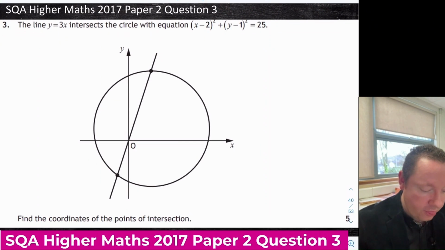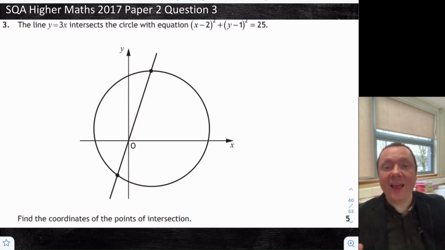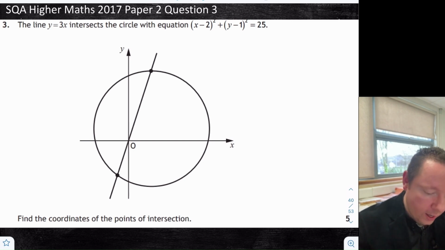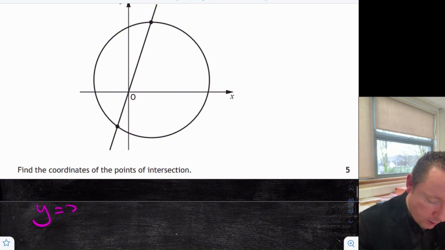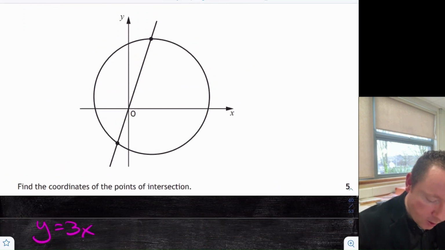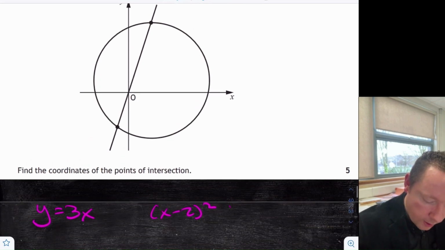The intersection of lines and circles again. The line y = 3x intersects the circle with equation (x - 2)² + (y - 1)² = 25. Find the coordinates of the points of intersection. So if they intersect, it means we're solving them simultaneously to find these points. So y = 3x is our first equation. And we'll write down our circle equation, (x - 2)² + (y - 1)² = 25.